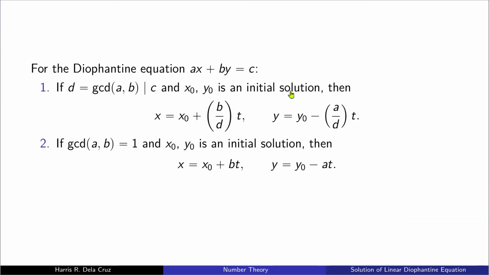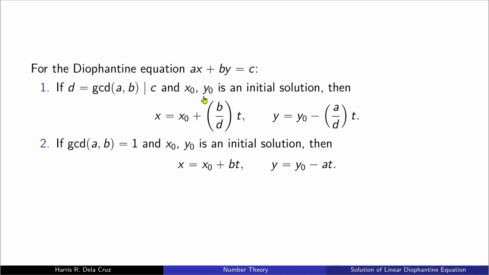Again, for the Diophantine equation ax plus by equals c, you check first if the GCD of a and b divides c. If this is the case, then your Diophantine equation has infinitely many solutions. Get an initial solution.